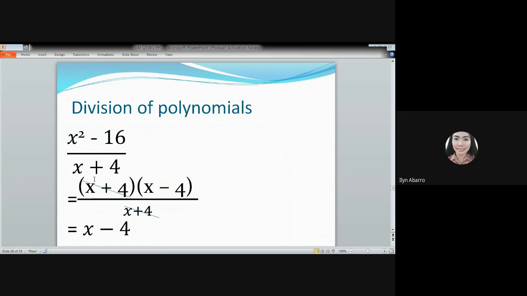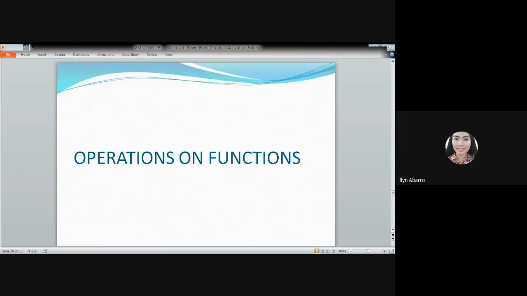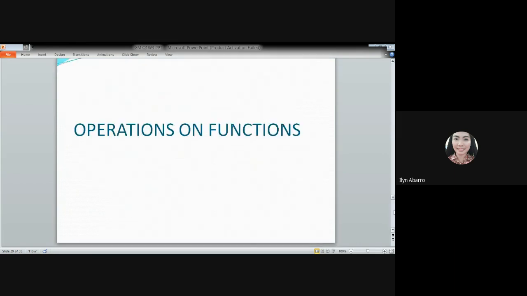To simplify this, we will divide out x plus 4. x plus 4 divided by x plus 4 is equal to 1. So, our answer is x minus 4. So, this is simplifying only. Iba pa yung division. Okay. So, let's proceed with our main lesson, operations on functions.